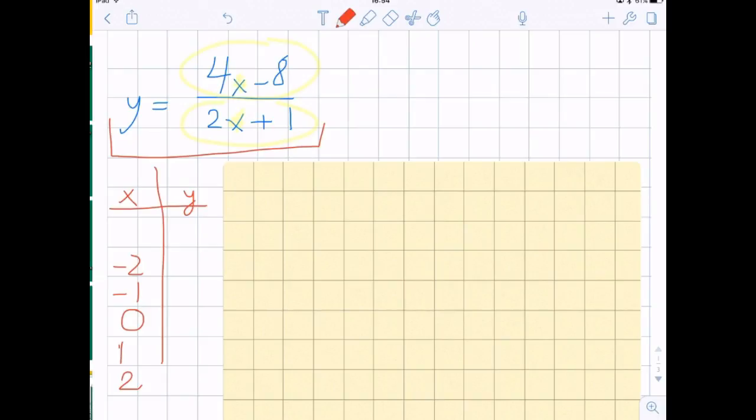So let's put the first value in, which is going to be 0. It's the easiest one. If we put 0 into this expression, we're going to get 4 times 0 minus 8 divided by 2 times 0 plus 1. So that's what the function equals when we put in x equals 0. And we get 0 minus 8, which is -8, over 0 plus 1, which is 1. So we find out that the value of the function when x equals 0 is -8. So we already have 1 point.